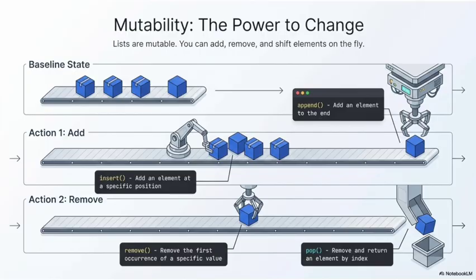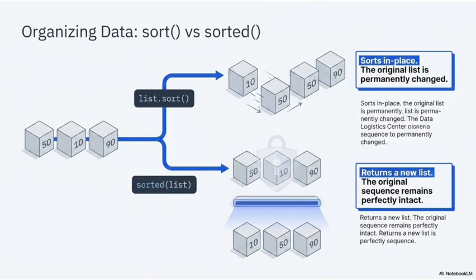The assembly line visual makes the dynamic nature concrete. The robot arm can add to the end, insert at any position, or remove any element. This mutability is what makes lists ideal for dynamic business collections, shopping carts, queues, and growing data sets.